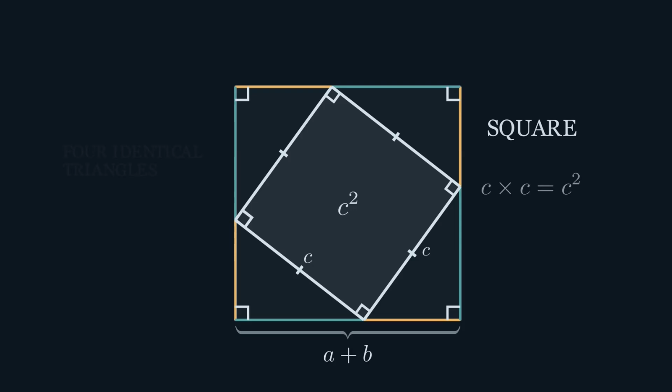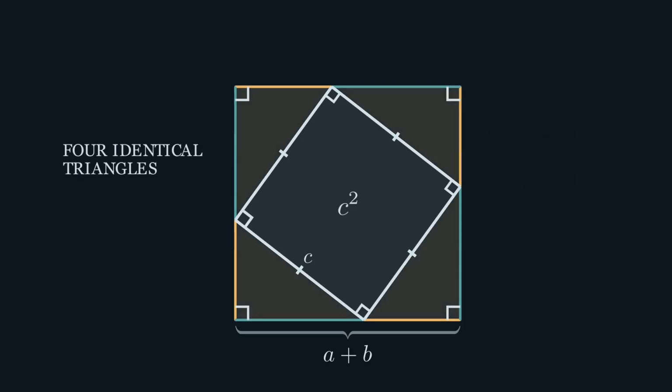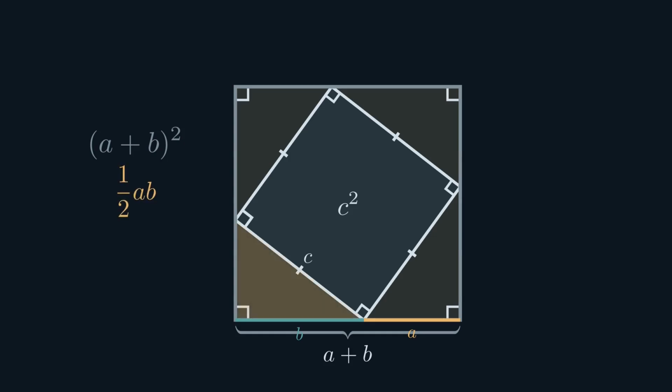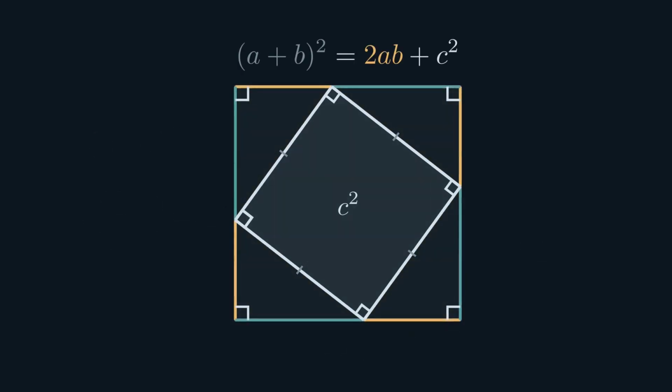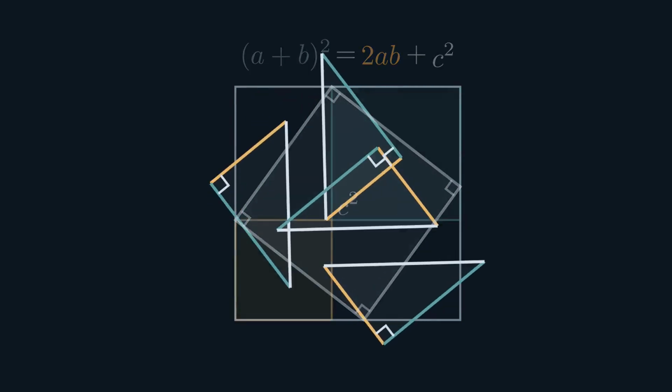The outer square can therefore be read in 2 layers. 4 identical triangles plus the square in the center. The outer area is A plus B all squared. The 4 triangles together occupy 2 times A times B. Every part is counted once. Nothing is estimated. Now move the 4 triangles.